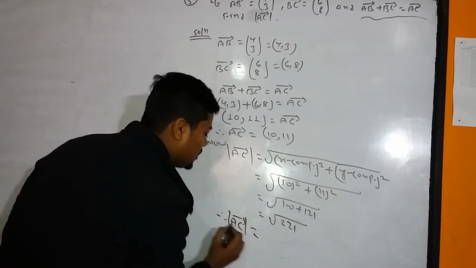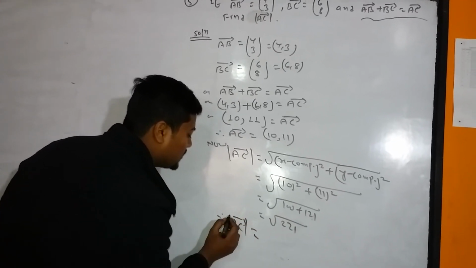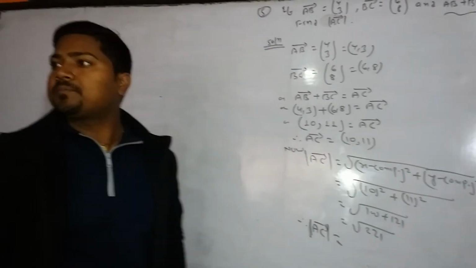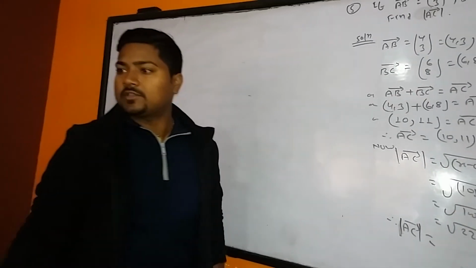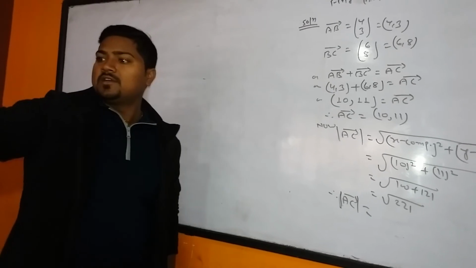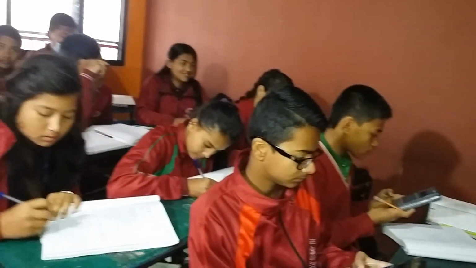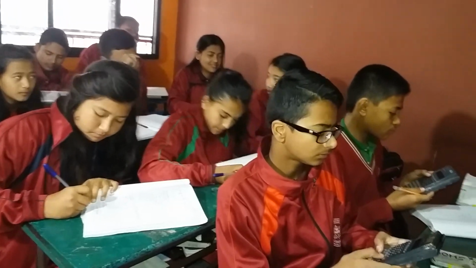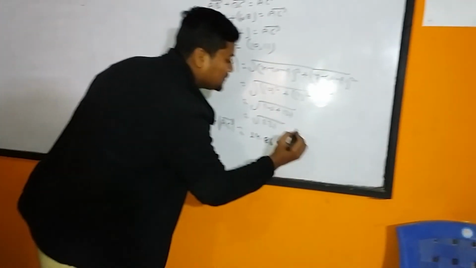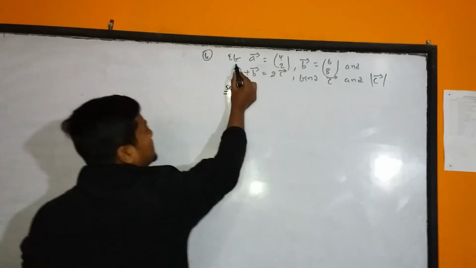Magnitude of AC vector is root under 221. What will come? 14.86. We can write unit. This is our answer.